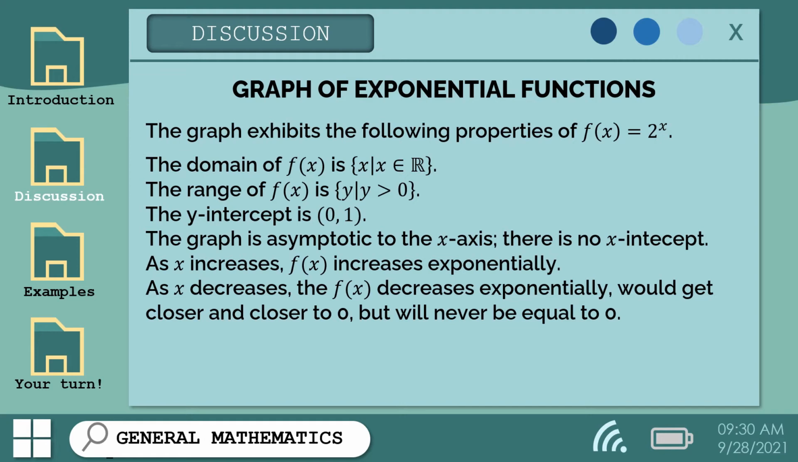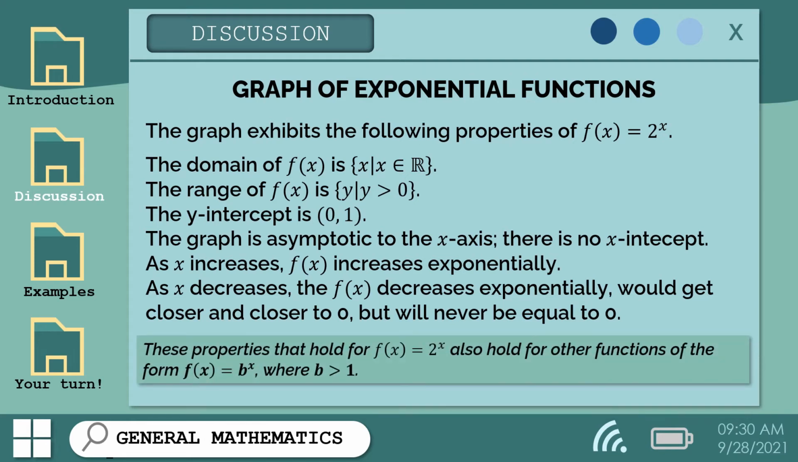At ganun din, as our x increases, our f of x increases exponentially. At ganun din po, kapag ang x natin decreases, the f of x decreases exponentially, would get closer and closer to 0, but it will never be equal to 0. Siya. So again, these properties will hold for other functions of the form f of x is equal to b raised to x, where our b is greater than 1. Okay.